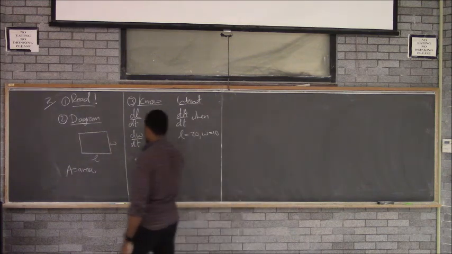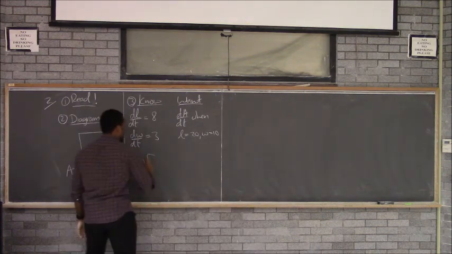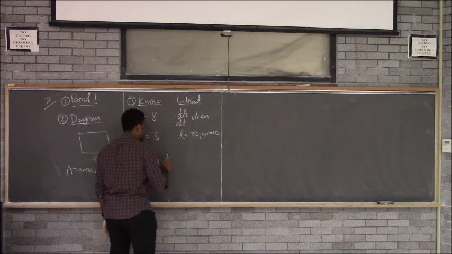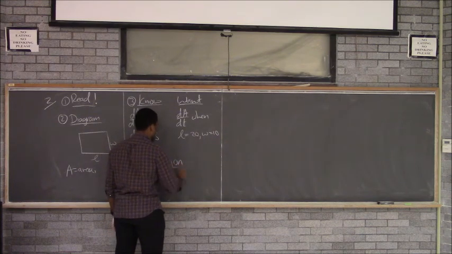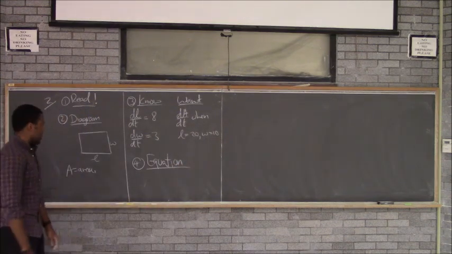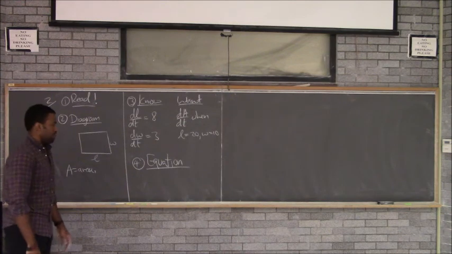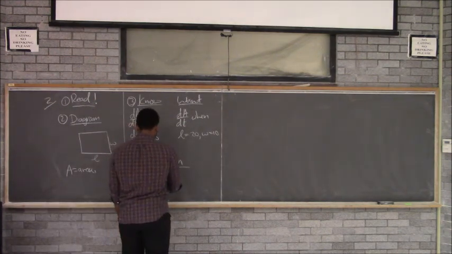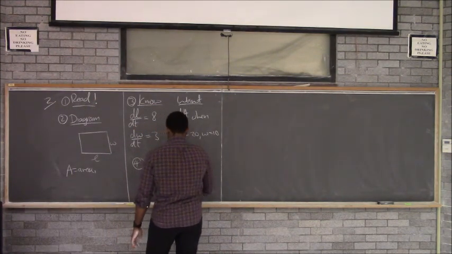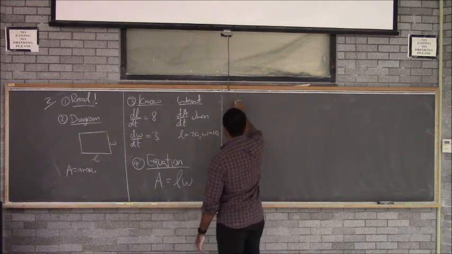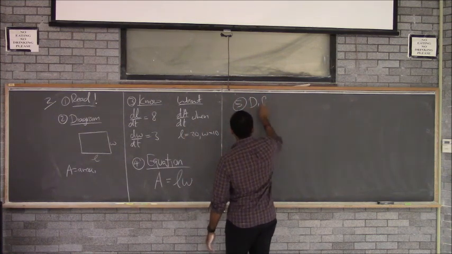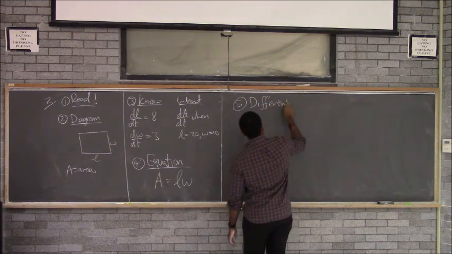So my fourth thing is to come up with an equation. Can you relate area, length, and width of a rectangle? Yes. How? Area equals length times width. That's my equation. Step five will be to differentiate that equation with respect to time.